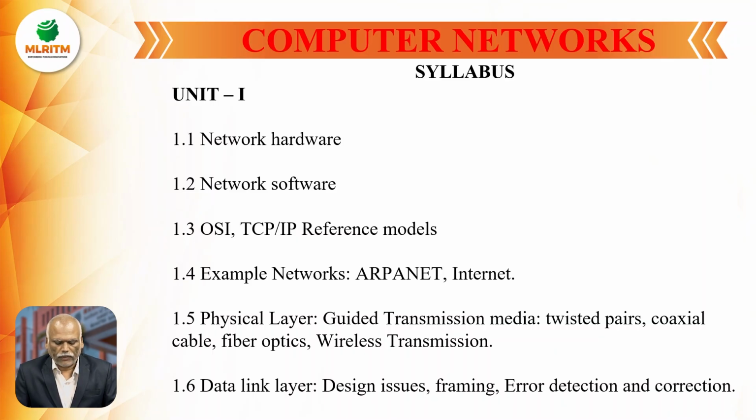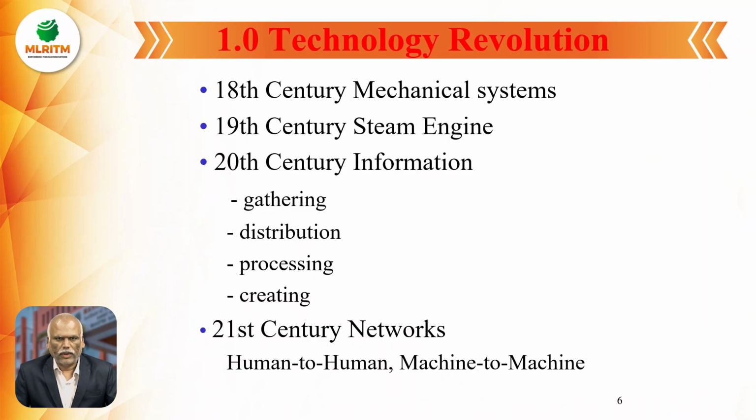Next we see network software and reference models, OSI, TCP/IP, then example networks, then the physical layer, data link layer, and their implementations. At first, the revelation of technology over the last three centuries. In the 18th century, it refers to mechanical systems. So industrialization happened. Then in the 19th century, the steam engine was developed.